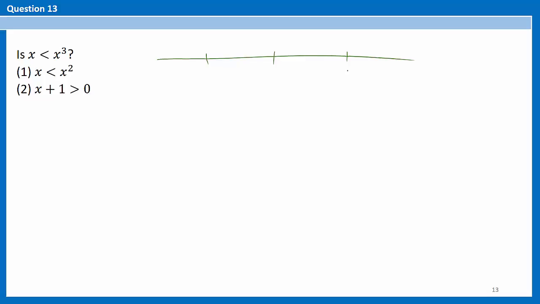Okay, let's answer with 1, 0, and -1. If it's greater than 1, is x less than x cubed? Yes. If it's between 0 and 1, x cubed would be smaller, so we'd answer no.